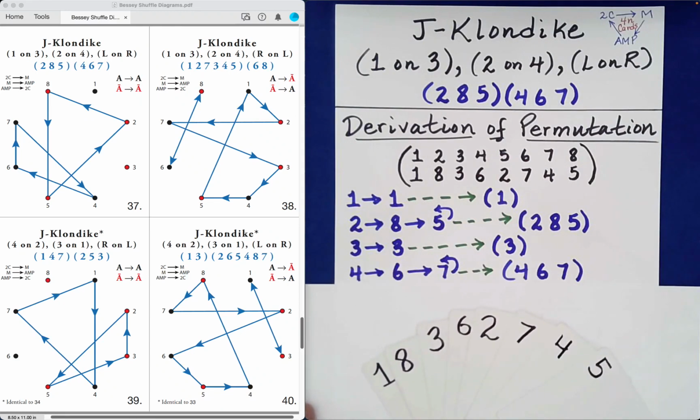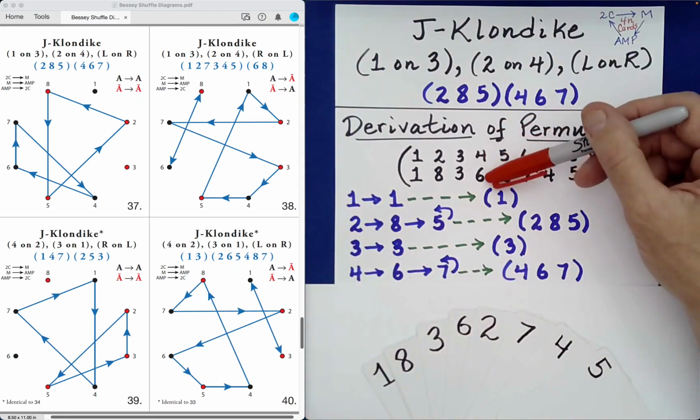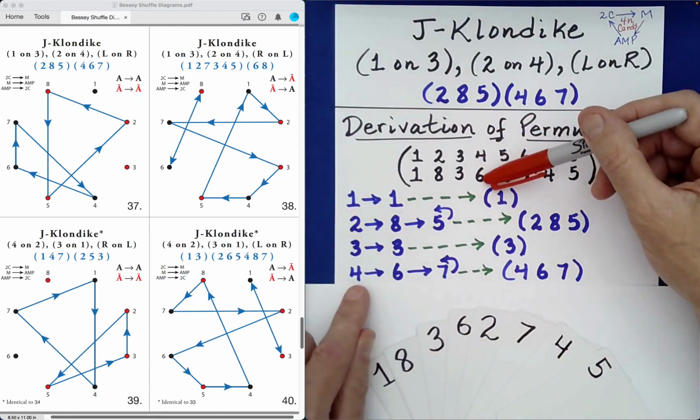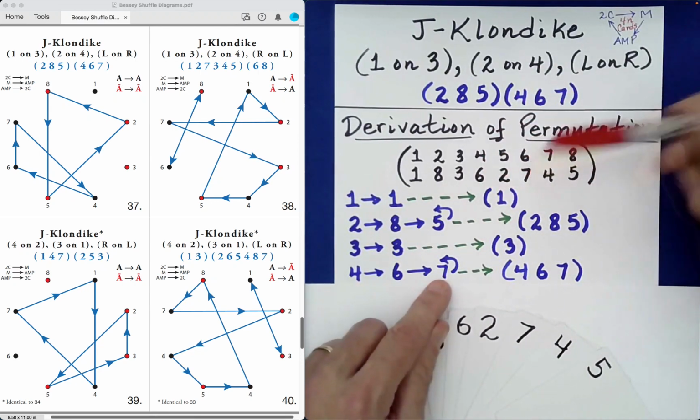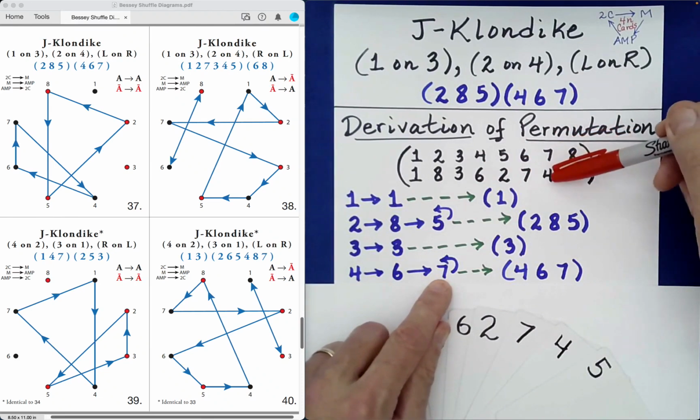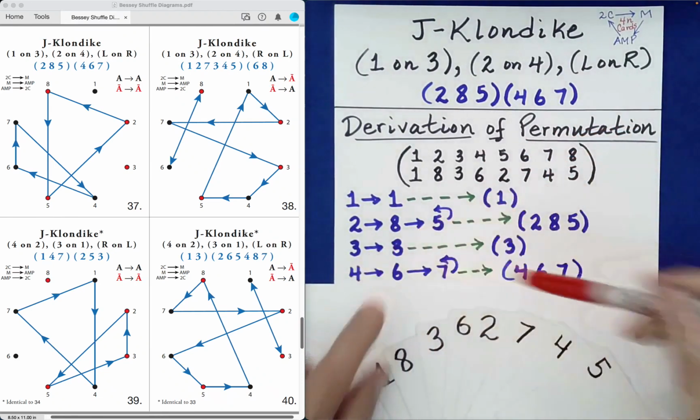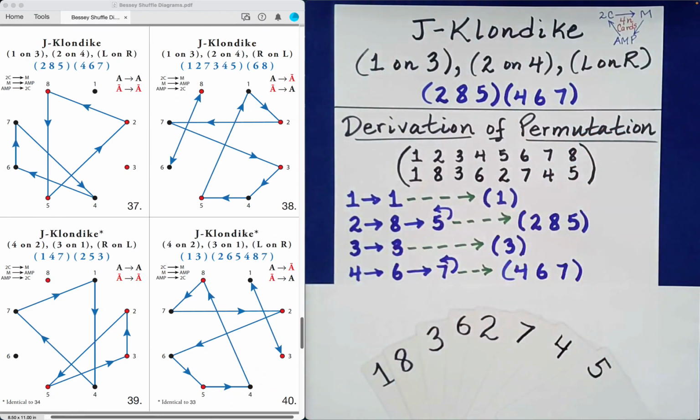What about 4? 4 goes to 6, so we have an arrow from 4 to 6. 6 goes to 7, so we have an arrow from 6 to 7. And 7 goes to 4, so it wraps back around, completing a second 3-cycle.